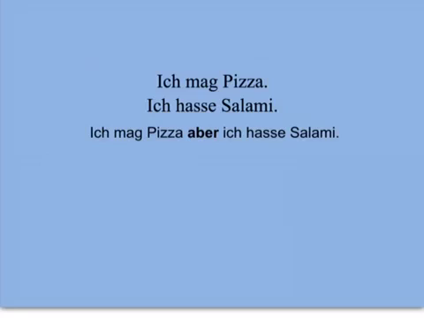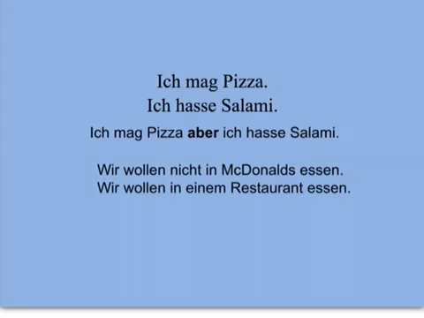Let's look at another example. Here we have two sentences talking about where we do or don't want to eat. In the first sentence we're saying wir wollen nicht in McDonald's essen, we don't want to eat in McDonald's. In the second, wir wollen in einem Restaurant essen, we want to eat in a restaurant. Notice that these two sentences start and finish exactly the same way, wir wollen and essen.